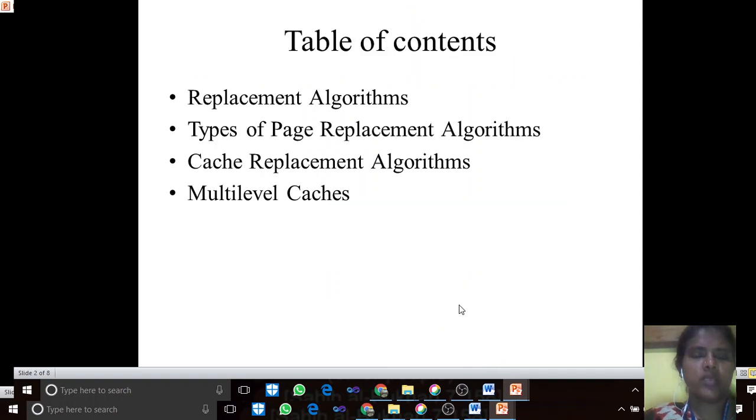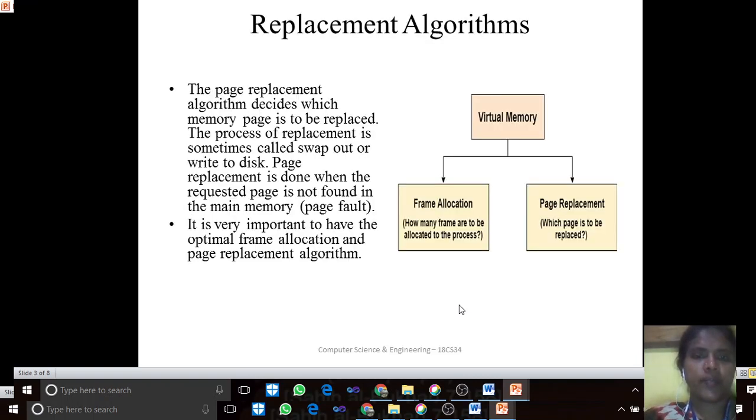Let us quickly see the contents. In this session, we will be discussing replacement algorithms, types of page replacement algorithms, cache replacement algorithms, and multi-level caches.